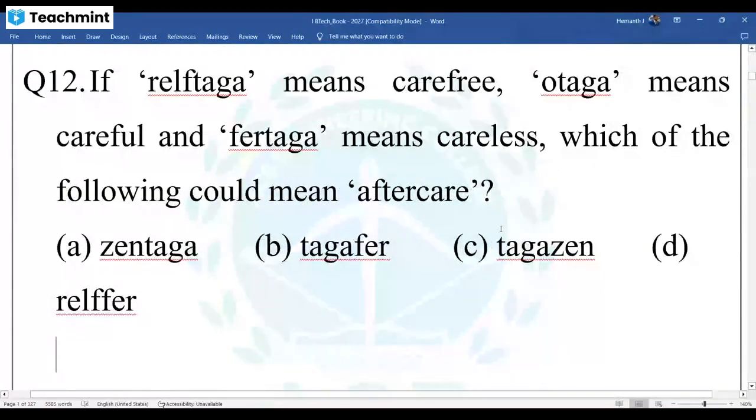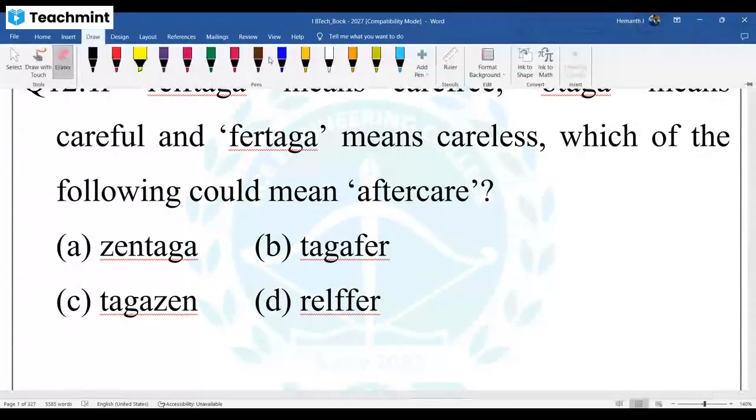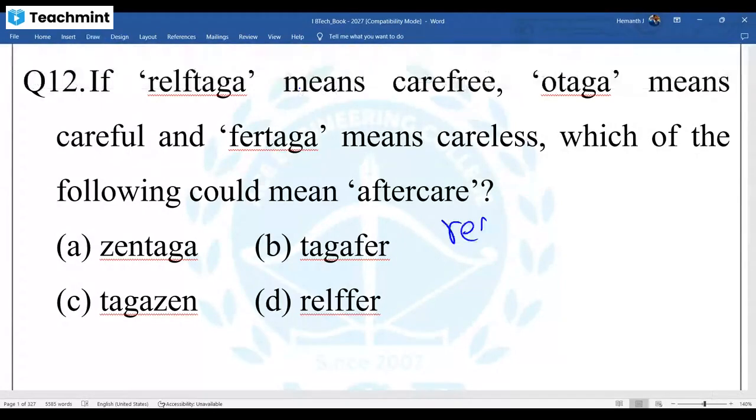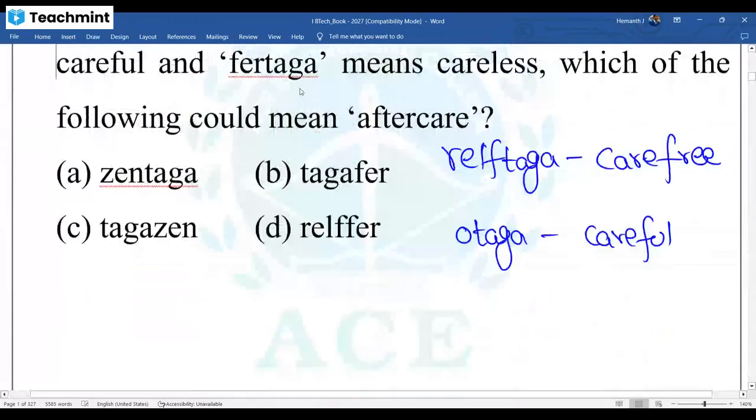Now solve the 12th one. Any number of questions in mixed coding are solved the same way. I gave only a few questions related to mixed coding because the logic is almost similar. And this question was given in the GATE exam. We are discussing placements and the GATE exam. RELFTAGA is carefree, OTAGA is careful. See the question carefully. FERTAGA is given as careless.